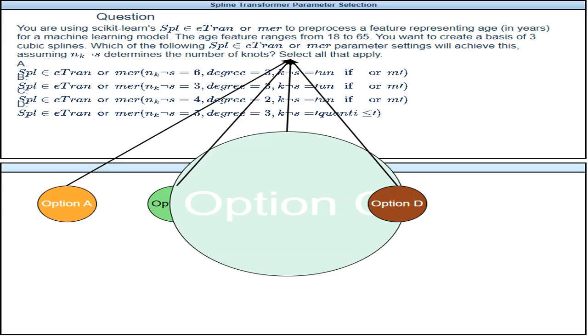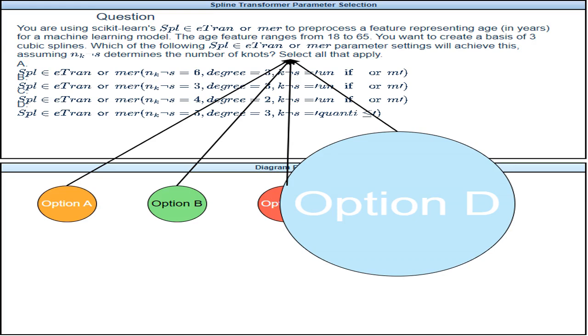Option C, SplineTransformer, n_knots equals 4, degree equals 2, knots equals uniform, represents a quadratic spline, instead of a cubic spline. To create n cubic splines, we need n plus 3 knots. Since 4 knots are specified, it would imply only one spline, 4 minus 3 equals 1. Therefore, this option is incorrect.